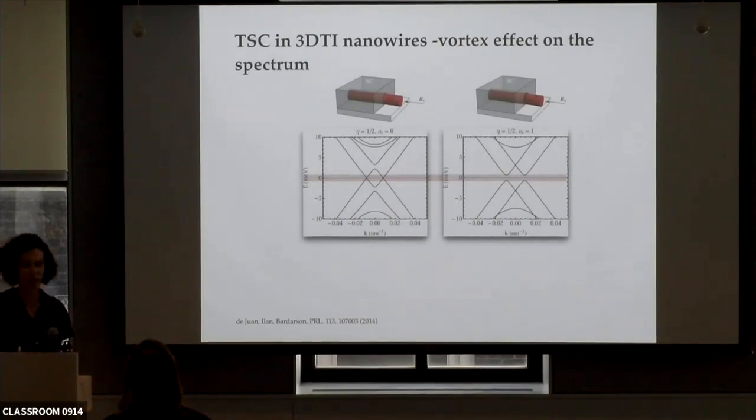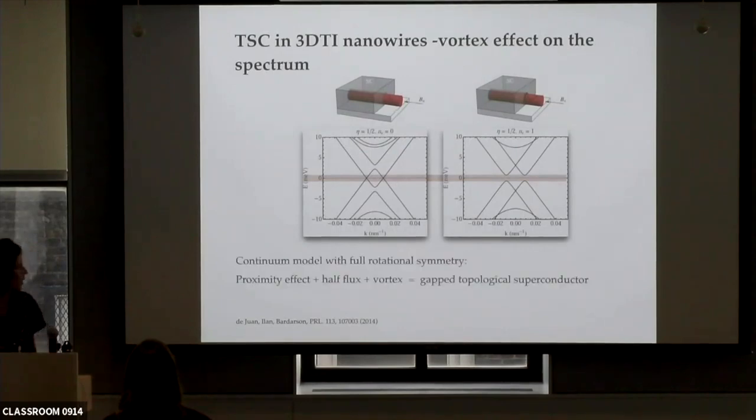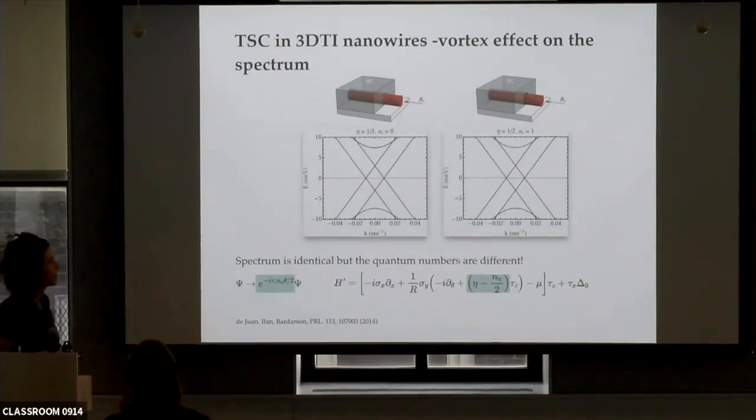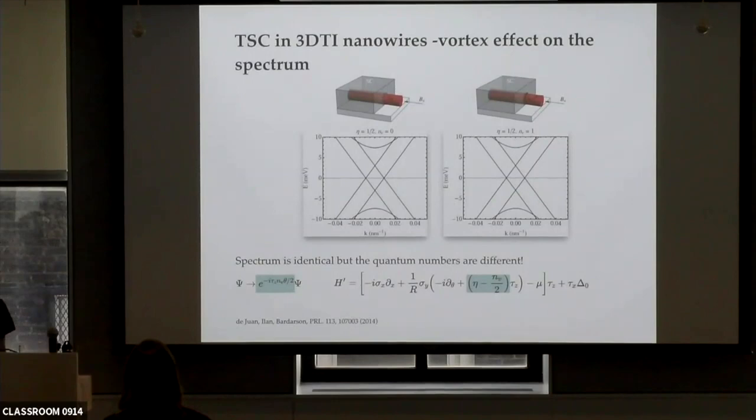It's not enough to look at the topological invariant. You actually need to check if you have a gap in your system. Okay? So the continuum model that has full rotational symmetry, and that's important, needs proximity effect, needs half flux quantum, and a vortex to get a fully gapped topological superconducting state. Okay, so the reason for this is actually quite simple to understand. While the spectrum is identical in these two scenarios, the quantum numbers are not. Because what I can do is perform a gauge transformation that changes the boundary conditions for the particles as they wrap around the wire.